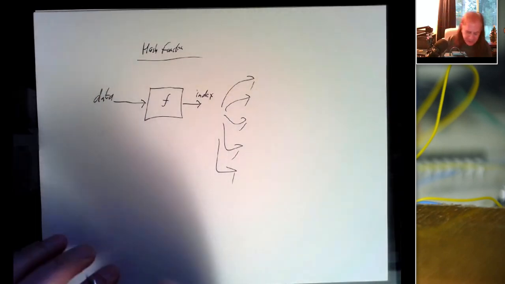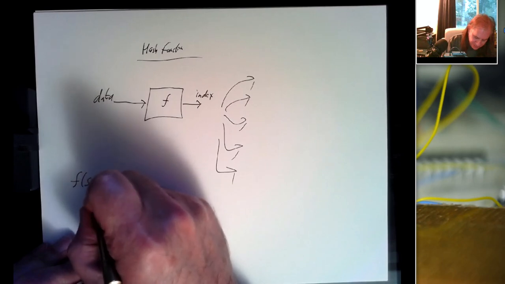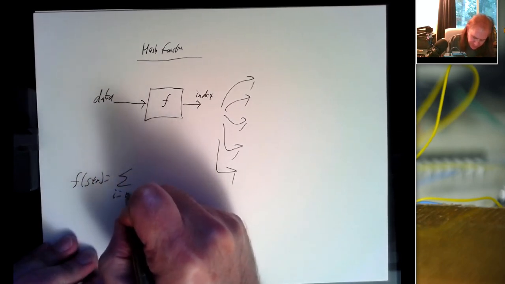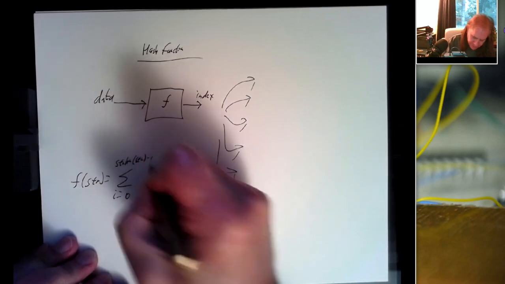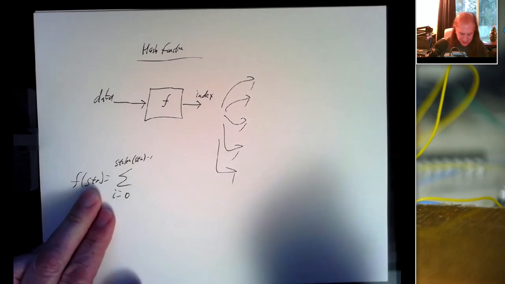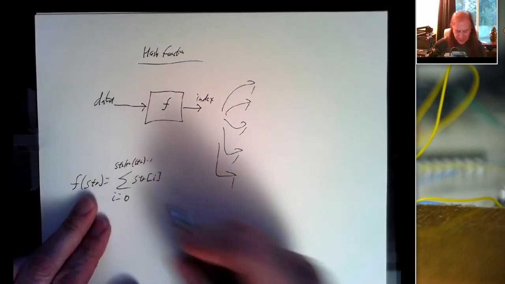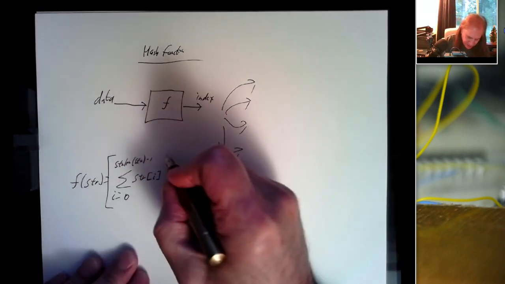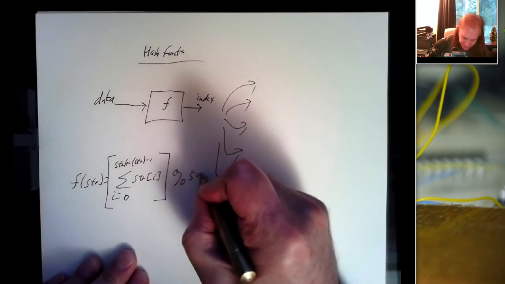So one thing we might do is we might say f of some string equals, let's just add up each of the characters up to the null terminator of our string. Let's just add up its ASCII code. And then let's take all of that and let's reduce it modulo 500.